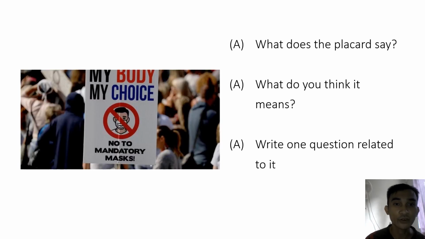So the last photo. As you can see here, there's another placard. What does the placard say? It says something here, then there's a photo, an image, and then the words continue. What does it mean? What do you think it means? And again, you write one question related to this.